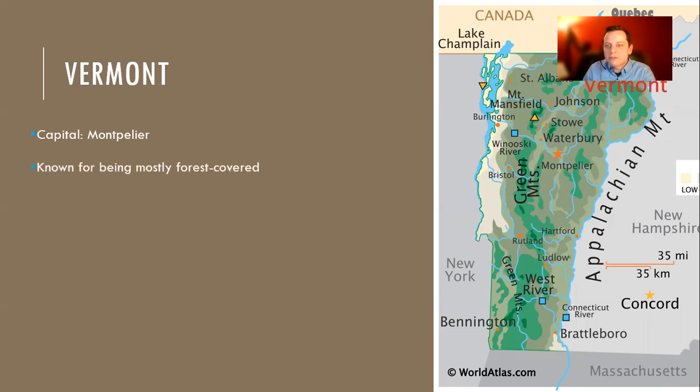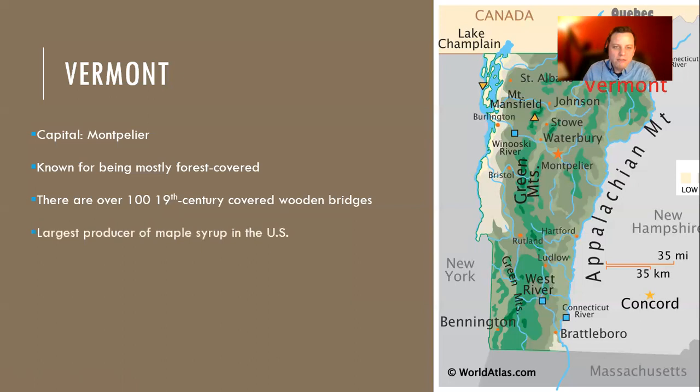And Vermont is known for being mostly forest covered, and they have old covered bridges. There's over 100 of them, 100 of the 19th century covered wooden bridges. And fun fact is that Vermont is the largest producer of maple syrup in the States, which makes sense if they're so forest covered. And this is where the Green Mountains are.